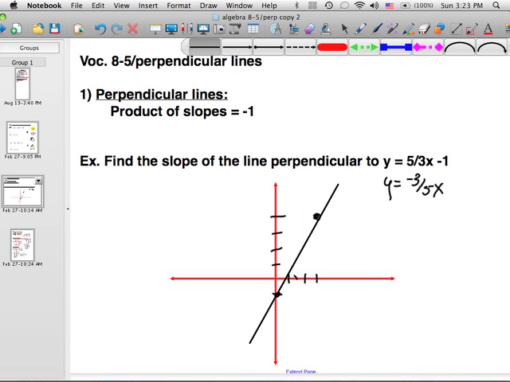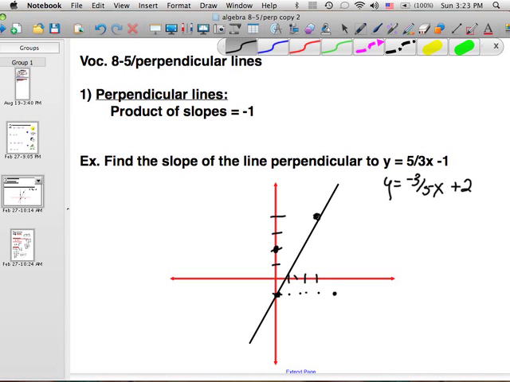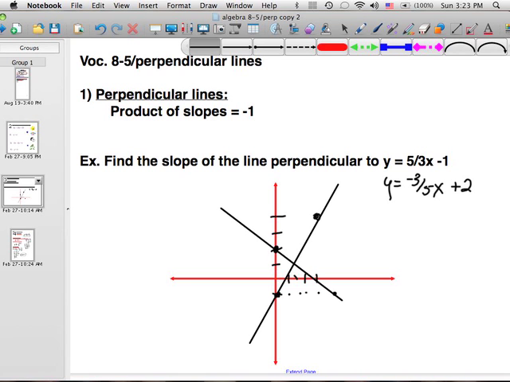And the line perpendicular to it would have to have a slope of negative 3/5. So let's just say it's negative 3/5 plus 2. So the intercept is 0, 2. And the slope is down 3, 1, 2, 3, and right 5, 1, 2, 3, 4, 5. And if I connect that line, then the two lines are perpendicular, make right angles.